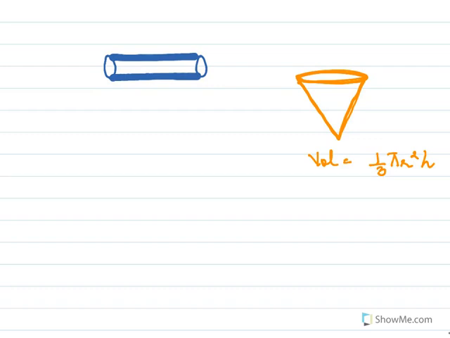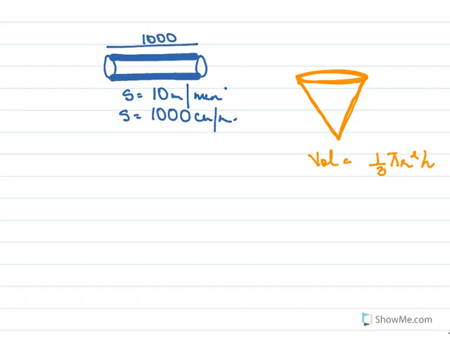And the speed of the pipe, S, the water flowing through it, is given as 100 meter per minute. We convert into centimeters, so it becomes 1000 centimeter per minute. That means in 1 minute it covers a distance of 1000. So you find the volume of this cylinder, which is pi r square h. Now that is for 1 minute.